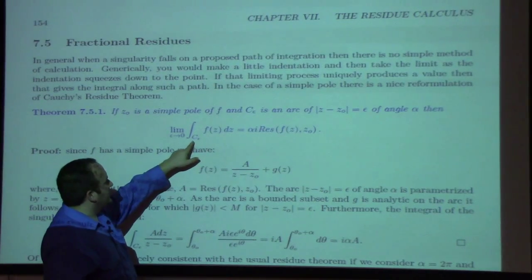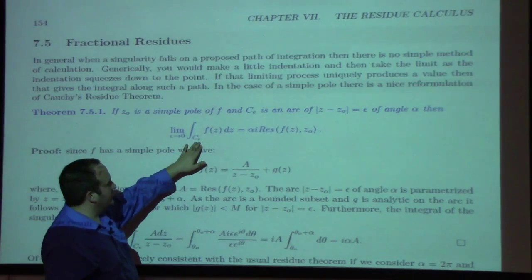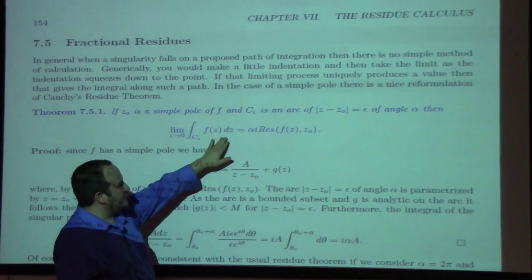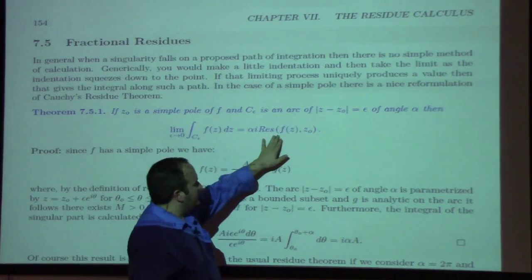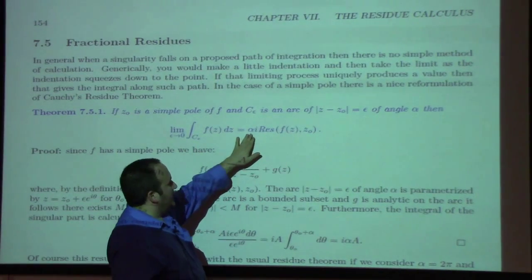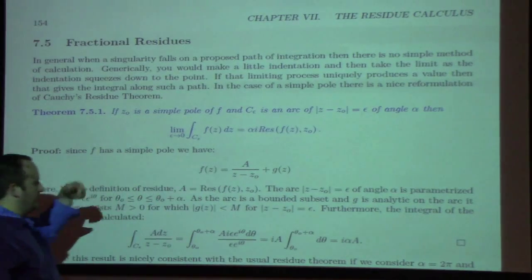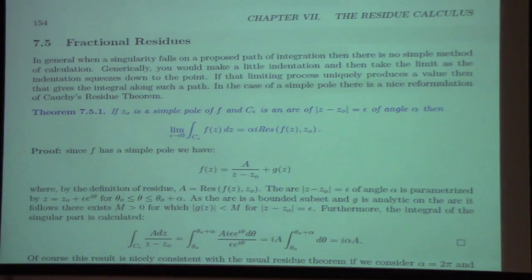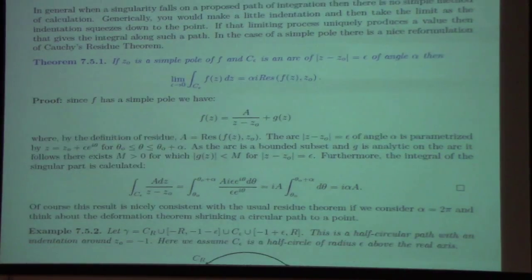So the integral over the arc of radius epsilon of f of z dz, as epsilon goes to 0, is just alpha i times the residue of f of z naught, where alpha is the angle through which you go in the arc. So when the angle is 2 pi, you get the whole arc. Or you could think about wrapping around more than once, and then you'd get multiple counts of the residue, as we'll talk more about next class.